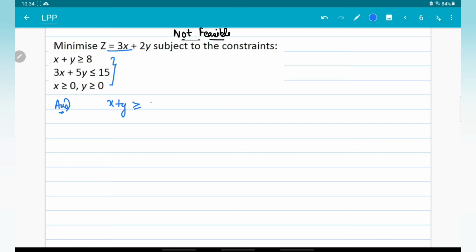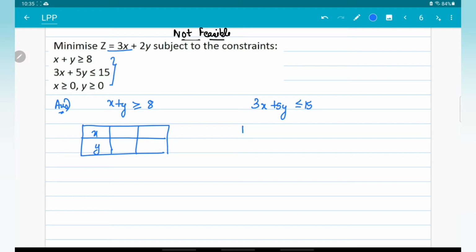Our first inequality, that is x plus y is greater than equal to 8, and the second one is 3x plus 5y is less than equal to 15. So first step is to find the points. Okay, so now if I substitute 0 in place of x, I'll get the value of y as 8. Now if you're finding confusion, you can write this as x plus y is equal to 8, and this one as 3x plus 5y is equal to 15. Write it as equation and then you can find the points.